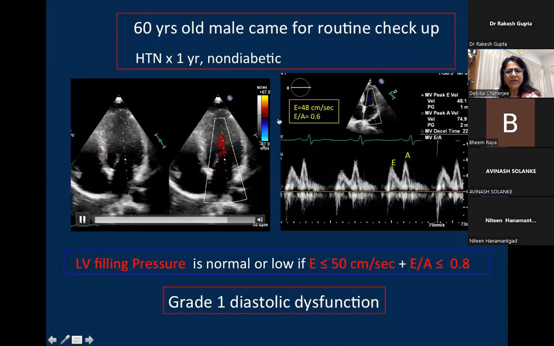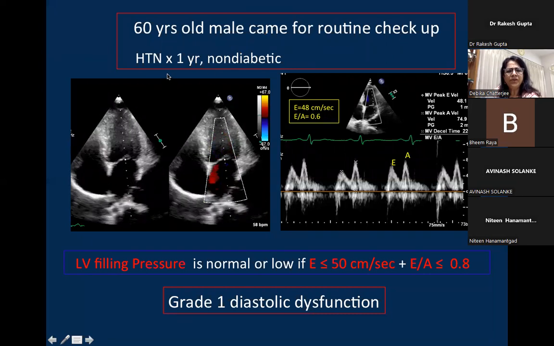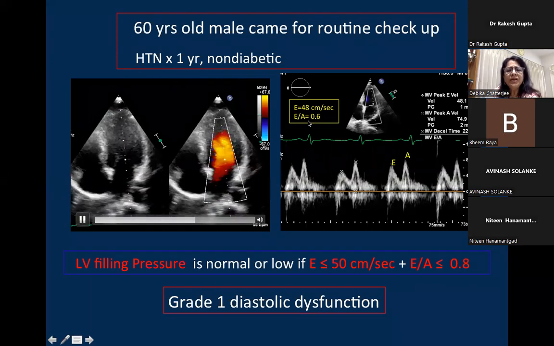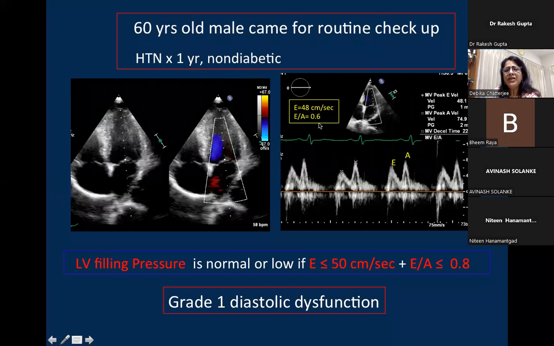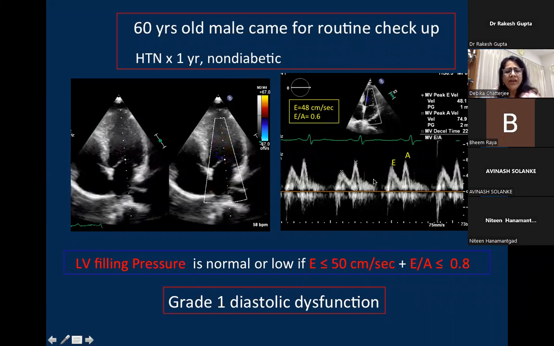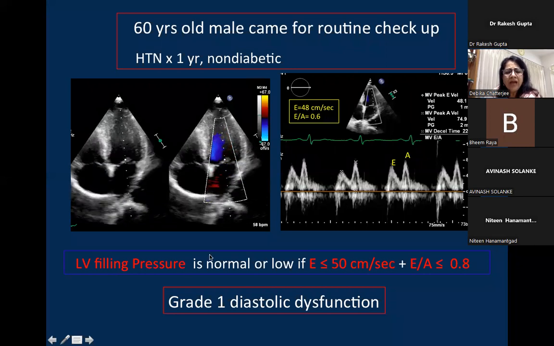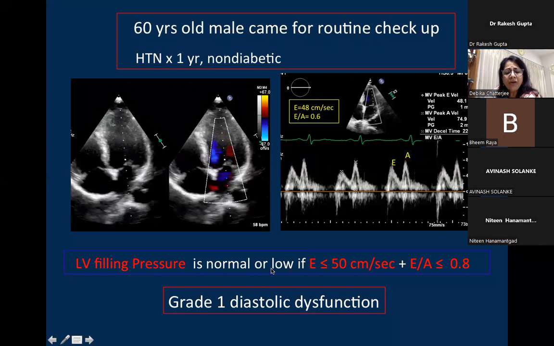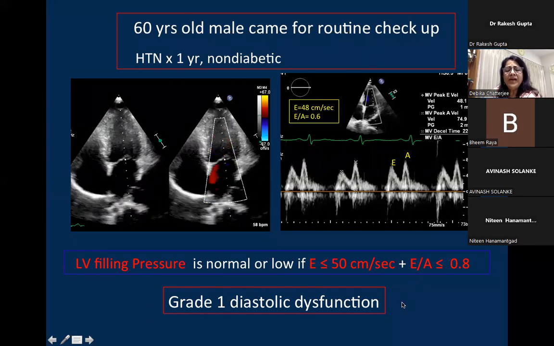So this particular patient, where E wave is 48 centimeter per second, a 60-year-old male coming for routine checkup, hypertensive for 1 year, non-diabetic. I do the Doppler pattern of mitral inflow where I get E velocity 48 centimeter per second and E/A ratio 0.6. So what is the grade of diastolic dysfunction in this particular patient? Only by looking at these two things, I can tell that LV filling pressure is normal or low as per the latest ASE guideline. This falls in grade 1 diastolic dysfunction.